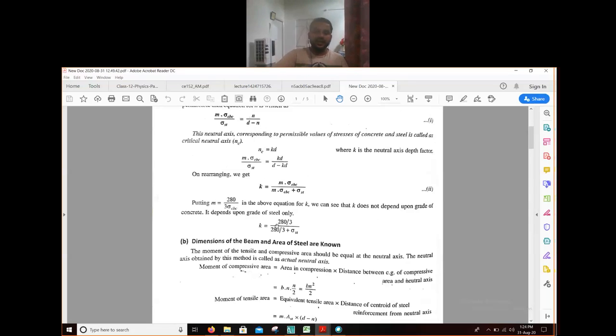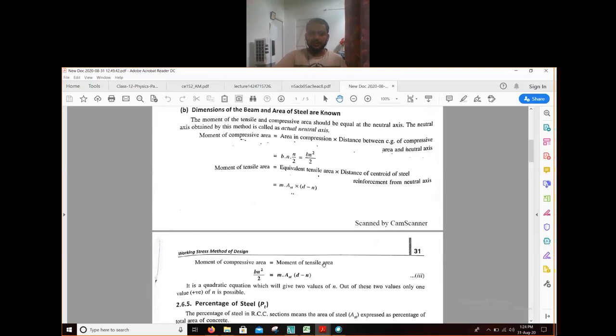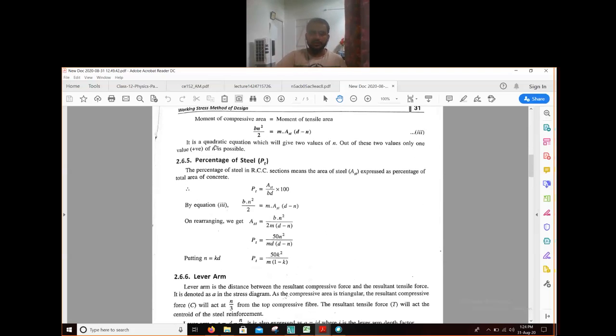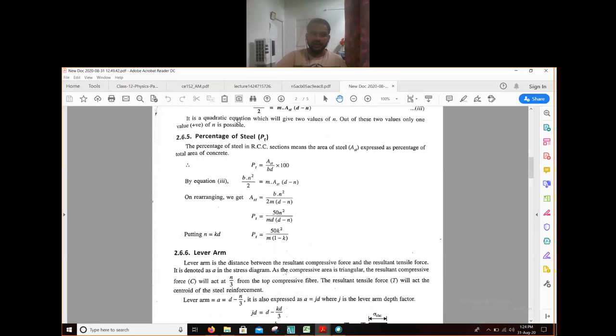These are the different K values. Next, I will discuss how to find the percentage of steel. I think you can understand what the percentage of steel is. That means how much steel we have to provide in a singly reinforced beam. This is the formula by which we can find it out. Pt is the percentage of steel, K is your neutral axis depth factor, and M is your modular ratio.